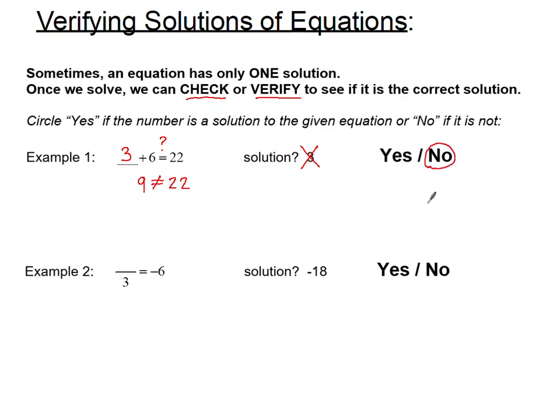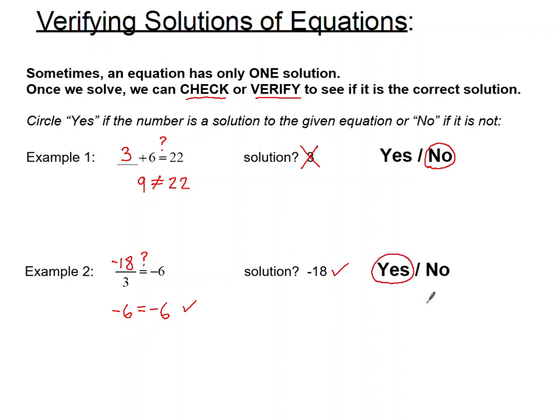Let's look at the second example. This student thinks that negative 18 is the solution. Let's see. If I plug the negative 18 into this space right here, I'm going to put a question mark to let people know that I'm just checking, and let's see if they're correct. Negative 18 divided by 3 is negative 6. And negative 6 is negative 6. Hey, that is equal. This works. So therefore, this is a solution. I'm going to circle yes. It's as simple as that.